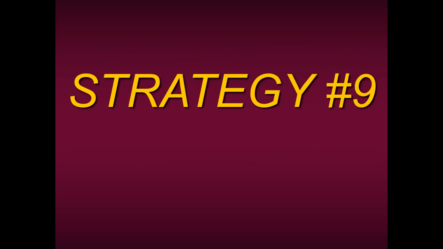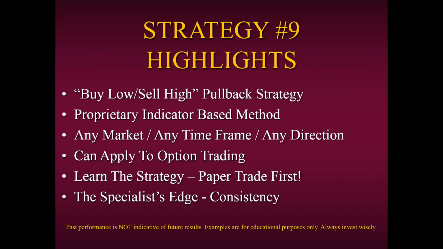And we're going to be talking about our premier pullback method, which is called strategy number 9. Now, let me give you some of the highlights of this particular method. Obviously, it's a buy low, sell high pullback strategy. It's based on a proprietary indicator. A lot of our methods are pattern recognition or a combination between an indicator and a pattern. This is simply based on an indicator, okay?